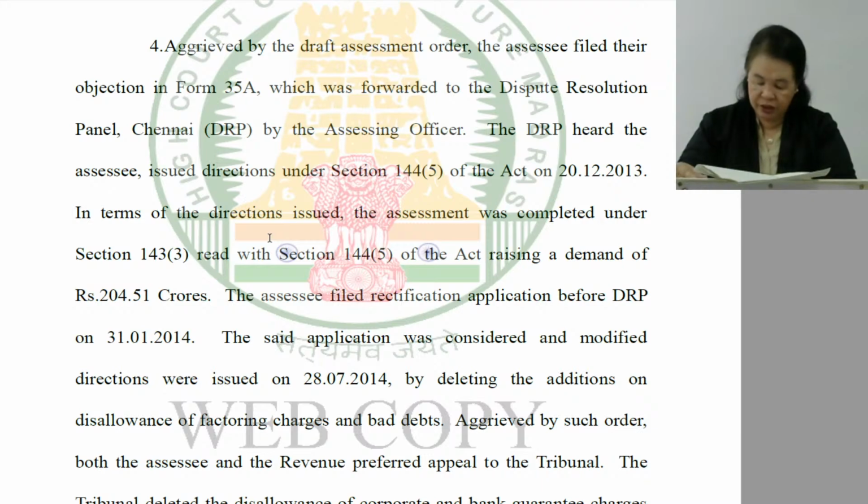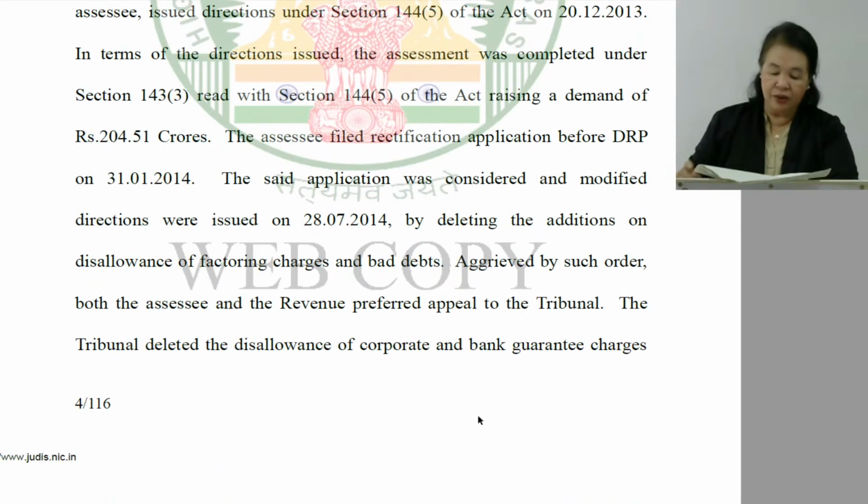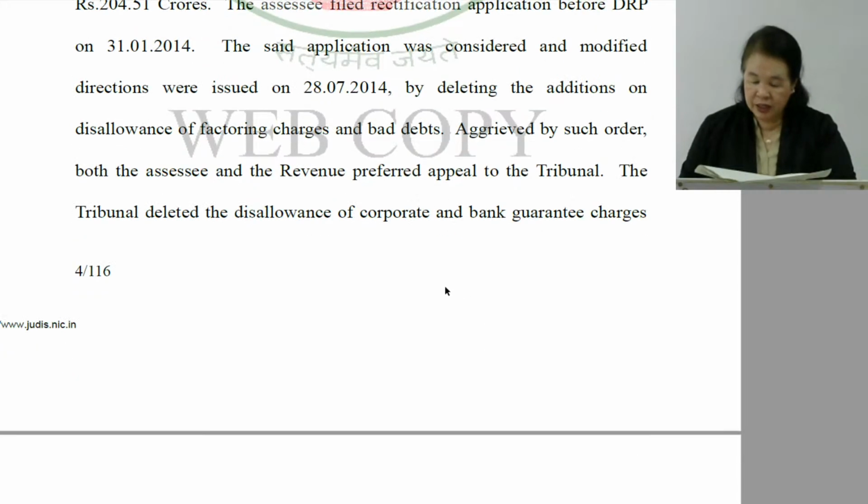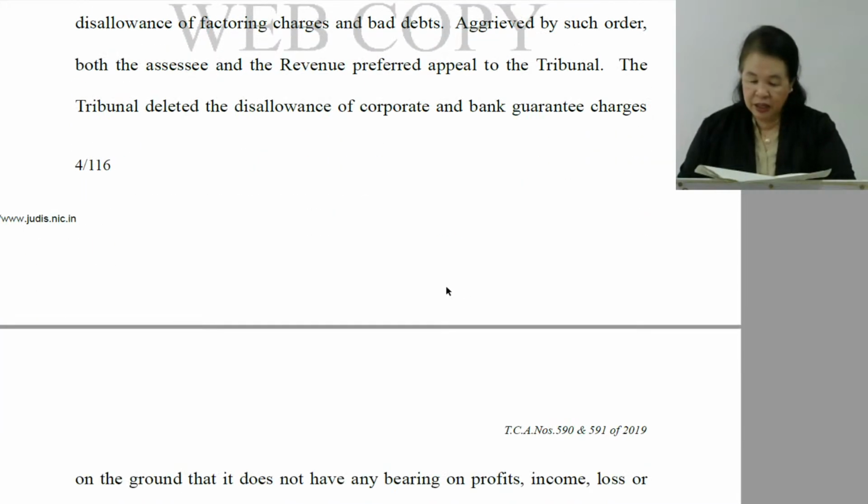Directions were issued in 2014 by deleting the additions on disallowance of factoring charges and bad debts. So, tinanggal yung factoring charges and bad debts. Magkano yung factoring? 17 crores. Ang bad debts, 3 crores. Sa atin, ang crores, magkano yan? Billion. Kasi ang 1,000, tapos ang sunod dyan, million. Sunod pa yan sa million. Ang lakh is million, tapos ang crore is billion.